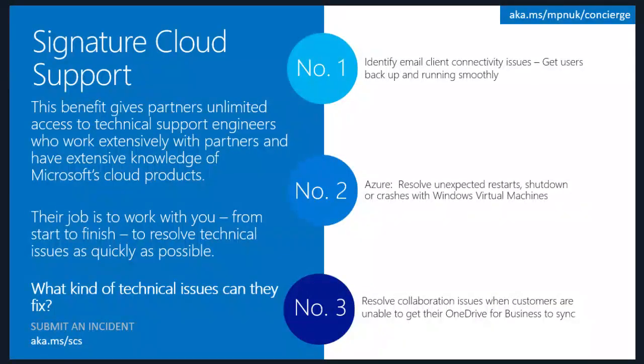And on this slide, you can see the types of technical issues that Signature Cloud Support can help you resolve, although it is worth noting that these are just some common scenarios to give a feel of what you can use it for, but they will provide support for all cloud and hybrid related issues. The team can help with email client connectivity issues to get the user back up and running smoothly, resolve unexpected restarts, shutdowns or crashes with Windows virtual machines, and resolve collaboration issues when customers are unable to get their OneDrive for Business to sync.